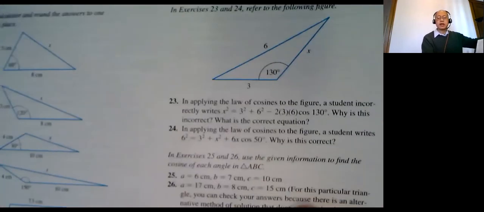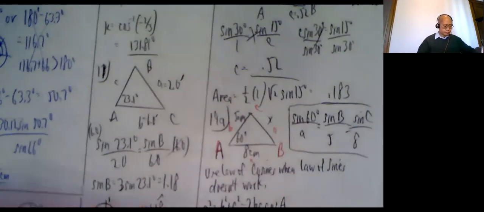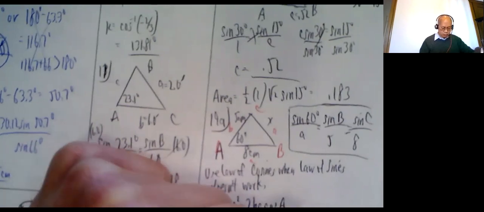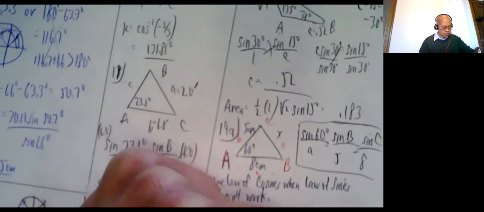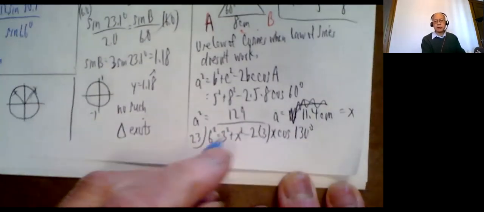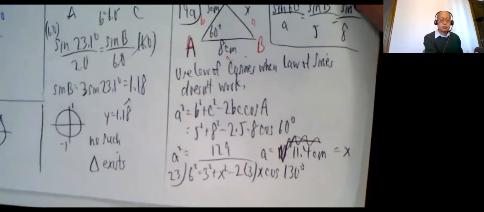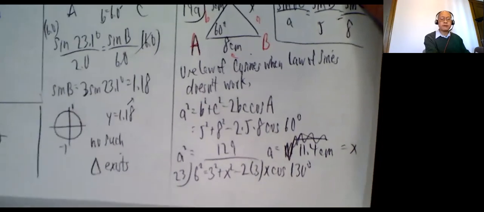Okay, so you have the included angle 130 degrees. So it's 6 squared is what you want. 6 squared equals 3 squared plus x squared minus 2 times 3 times x times the cosine of 130 degrees. That's all they want you to do. They don't actually want you to solve that, but show what the correct equation is supposed to be. So that was just a little taste of the law of cosines, and tomorrow I'll do more and give you a quiz on this.